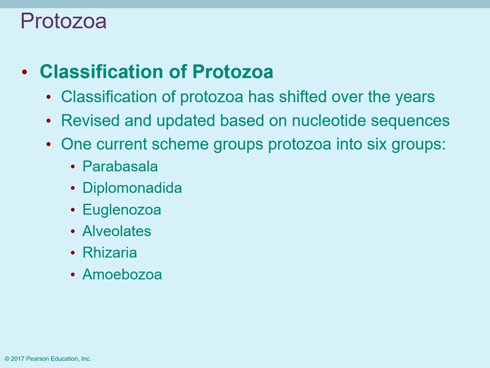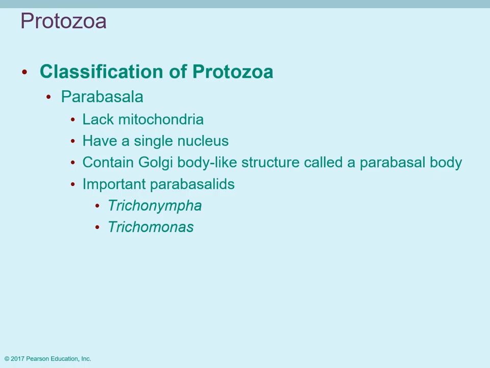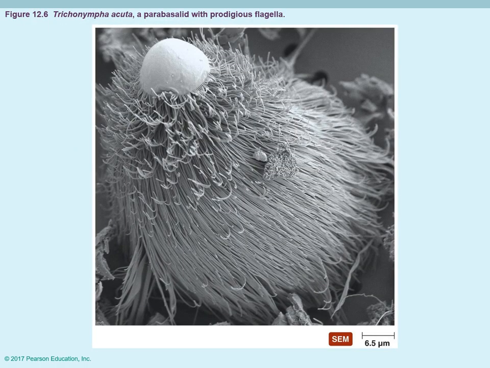In terms of classification, once again, that has changed over the years because of DNA technology. Currently, they're organized into one of 6 different groups, as you can see listed here. Within these groups, Parabasala, they lack mitochondria. They have just a single nucleus. There are a few of these that are important medically, like the trichomonas. Some of them have rather unique structures to them.